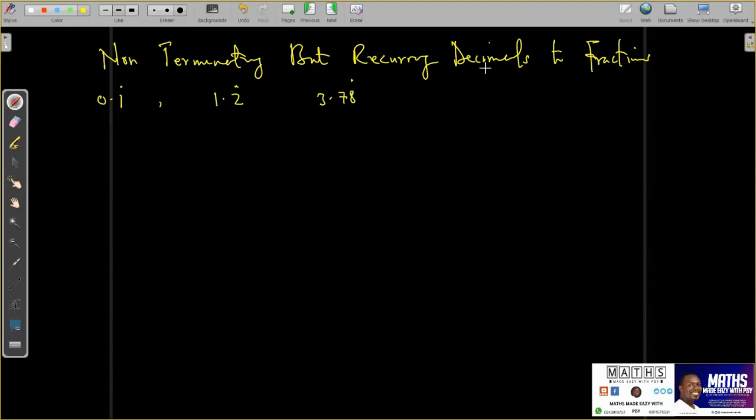So please, I want you to pay attention to the procedure by which we convert recurring decimals to fractions. Are we ready for that? Yes, please. Good.